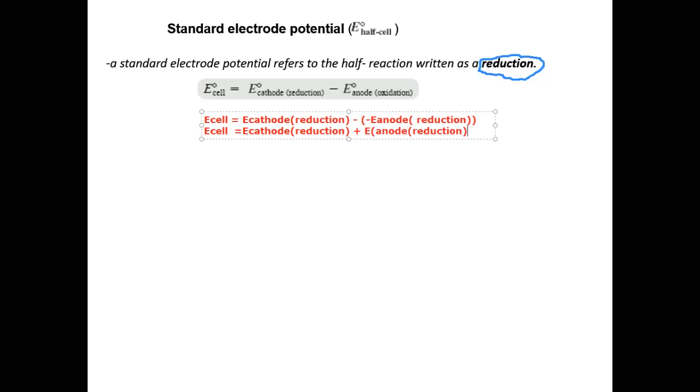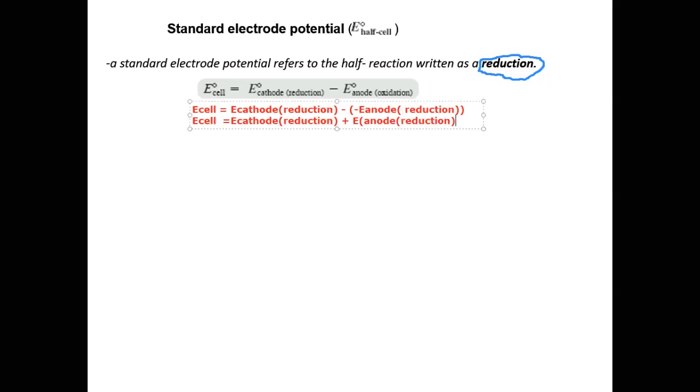So it's going to be E of reduction of cathode minus the E of oxidation of anode, or since the E of oxidation of the anode is equal to the negative E of reduction of the anode, so we replace that, we get E of cathode reduction plus the E of anode of reduction.